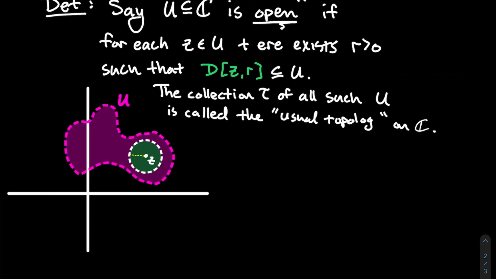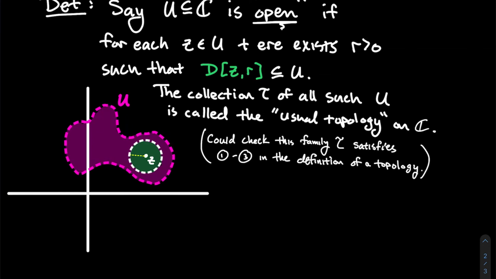And so the collection T of all such U, so if I take all subsets U of the complex plane that satisfy this, that contain a disk around any of their points, and throw those together into a bag and call it T, that bag is a topology, and it's called the usual topology on C. And you could check that this family T satisfies 1 through 3 in the definition of a topology above, and of course if you take a topology class, you probably will check that. You should check that yourself.